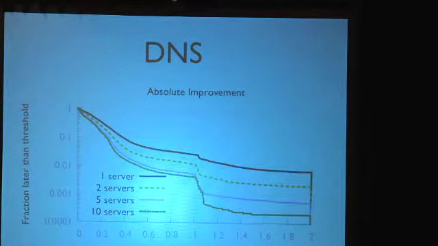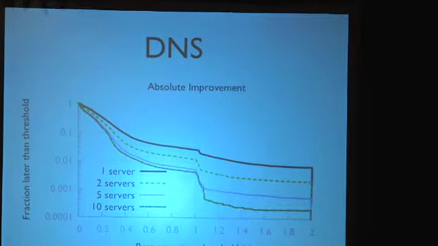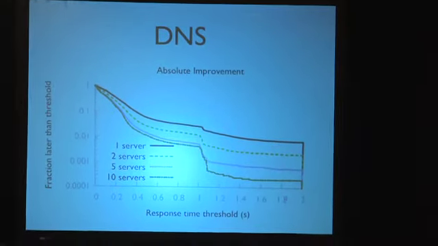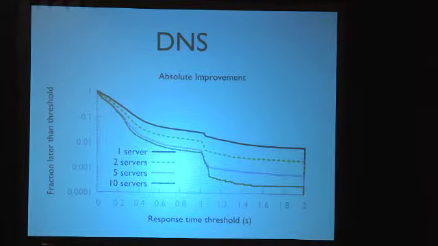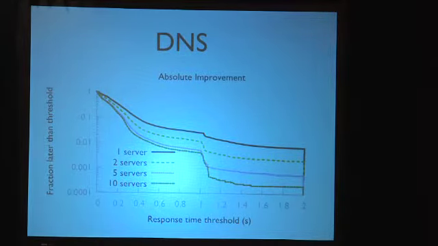The plot shows the fraction of queries that require longer than a given response time threshold to be processed. As you can see, the 99th percentile latency goes down from 1.4 seconds to less than 1 second if you contact just 2 servers instead of 1. And if you contact 10 servers in parallel, then it goes down even further to 0.5 seconds.